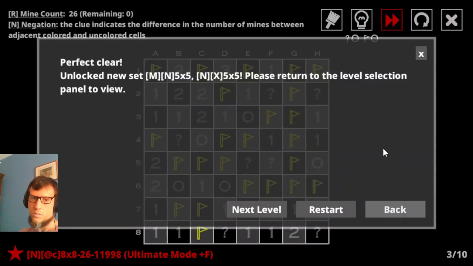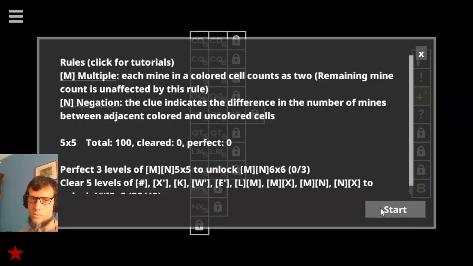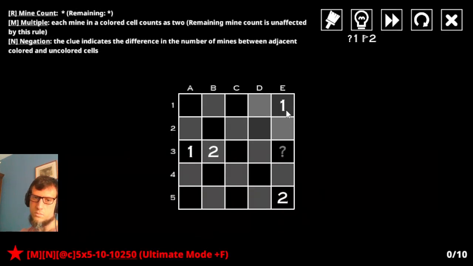Okay, there we go. Oh, we got the levels. Plus prime. Here we are. Multiple negation. So it's like multiple and negation at the same time.